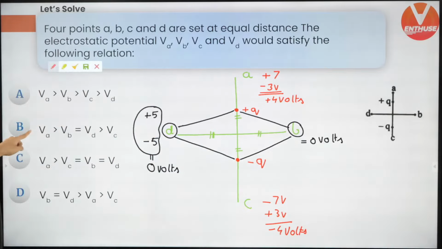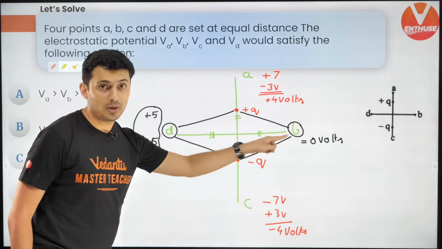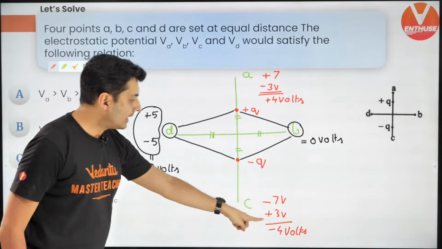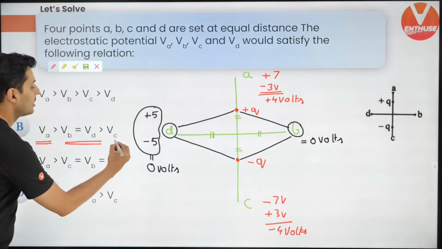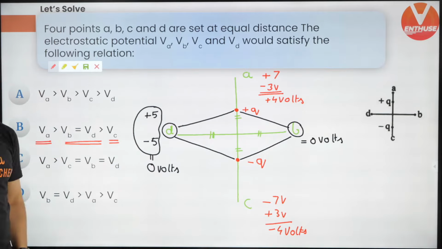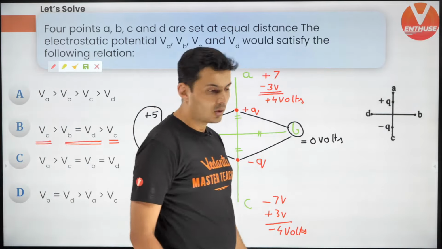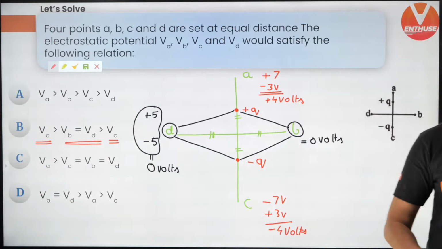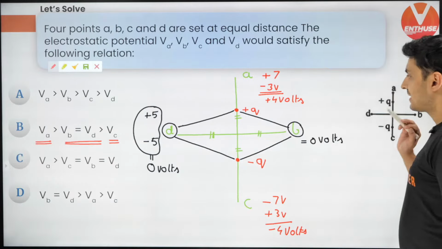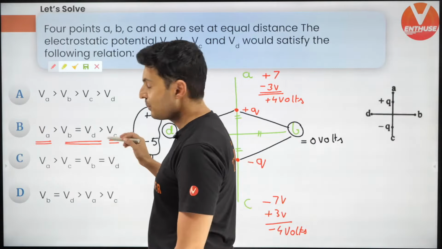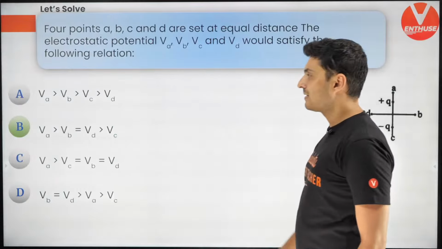So A has the highest voltage. You can see that. Then B and D have the same voltage, 0 volts. And C has negative, which is the least voltage. So hence option B is correct. Very good. Looks like some of you got it. Excellent, excellent, excellent. Yes. Let's get going to the next question. Beautiful question based on simple logic.